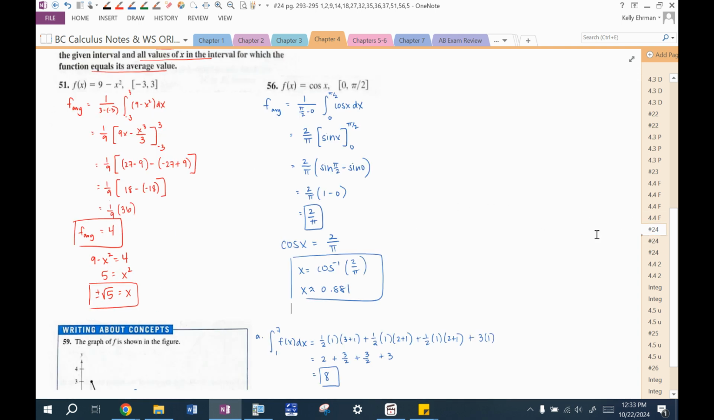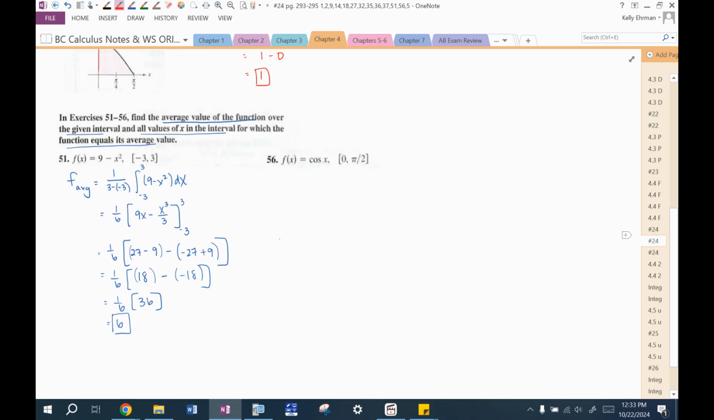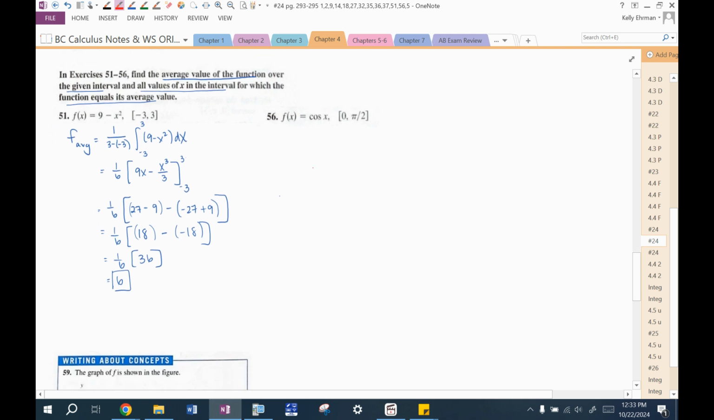Is that not what I had on my answer key that I posted? Let's see. Oh, a 9th. Whoops. On my answer key, I screwed something up. I will fix that and then repost. Okay, so anyway, I'll do that later. This is the correct answer for the average value. So 6 is the average value.